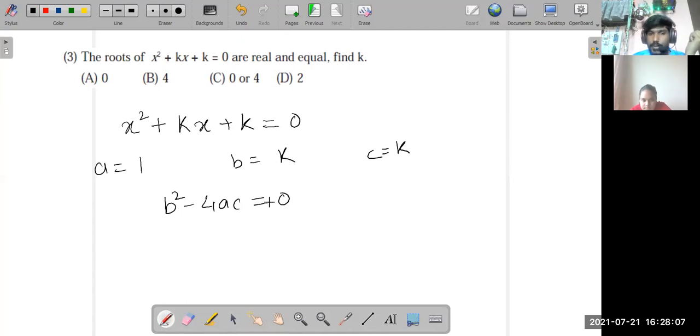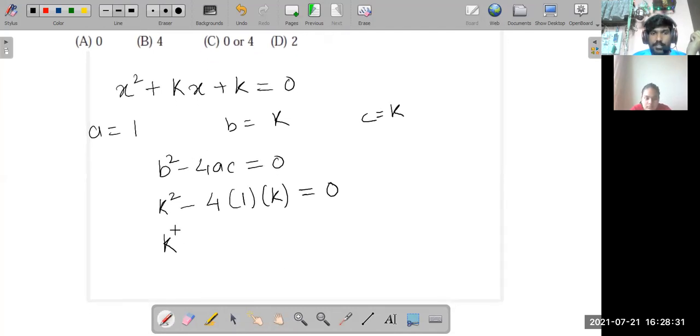Since the roots are real and equal, that is why. Positive is greater than 0, and negative is less than 0. Substitute the values. b is k, so k square minus 4 into a, that is 1, into c, that is k, is equal to 0.